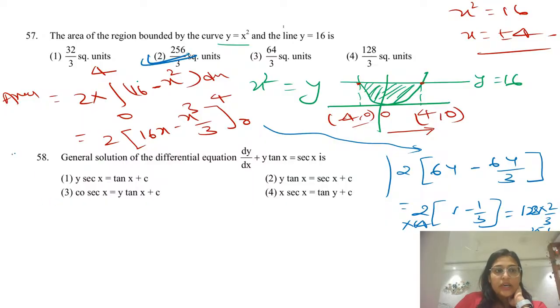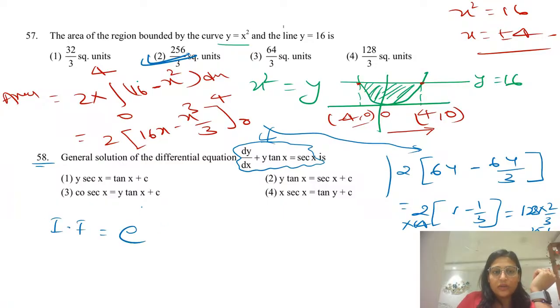All right. Now let's come to question number 58. General solution of the differential equation dy by dx plus y tan x is equal to sec x, right? It's very clearly a linear differential equation, and we all know how to solve it by the integrating factor method. So first find the integrating factor here.